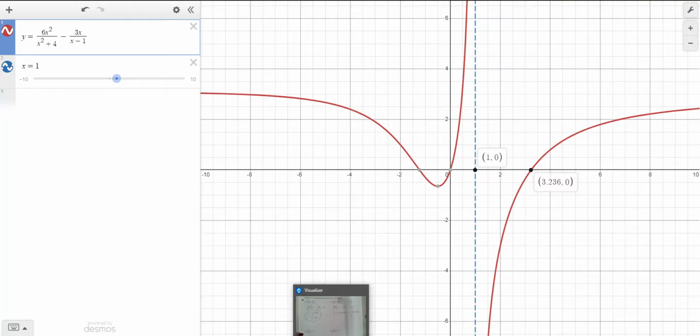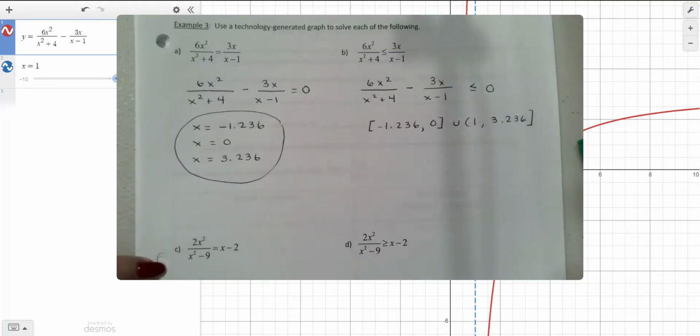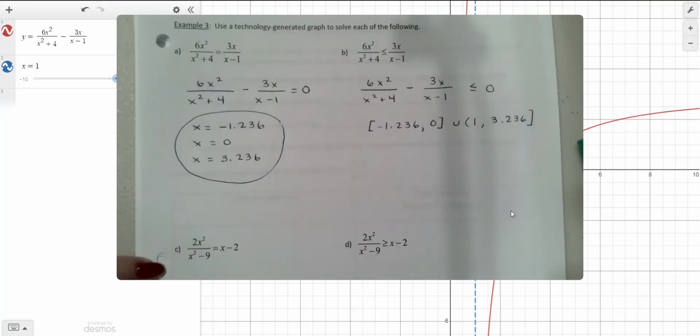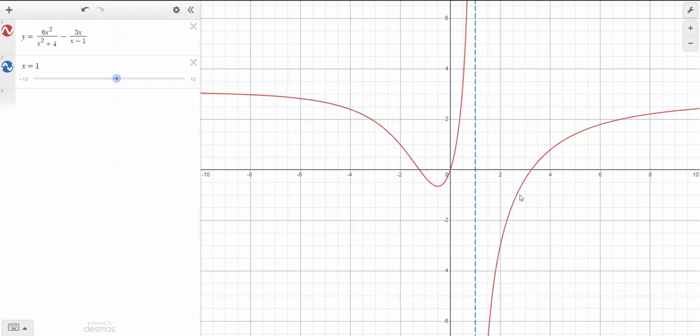So this is what my solution looked like. I had brackets at both the negative 1.236 and the 0 that covered this little piece that was definitely less than or equal to 0. And then I had a parenthesis at the 1, that was the asymptote, and then it stayed below 0 until the 3.236. And that covered this little section down here.